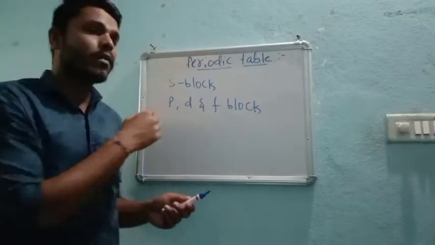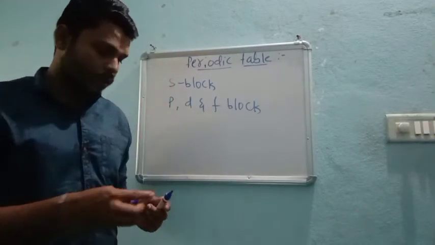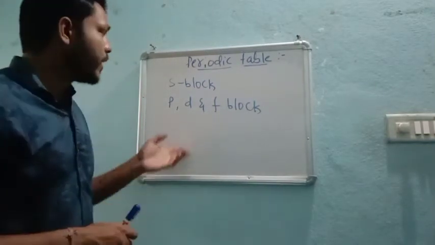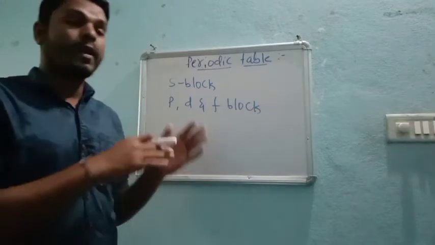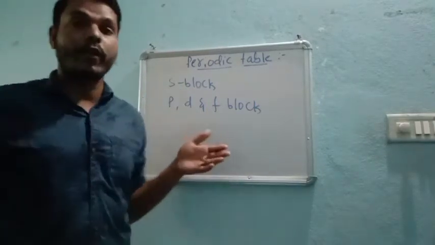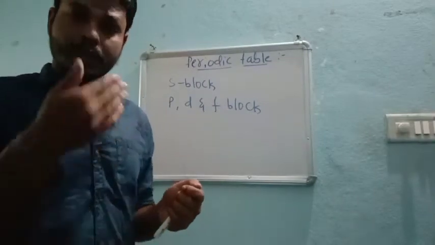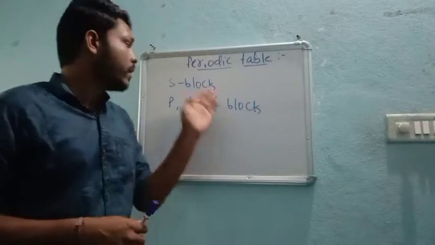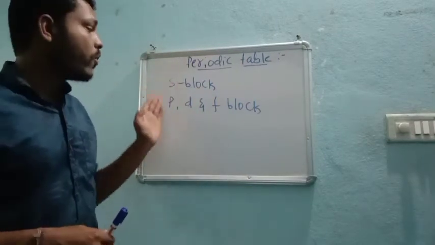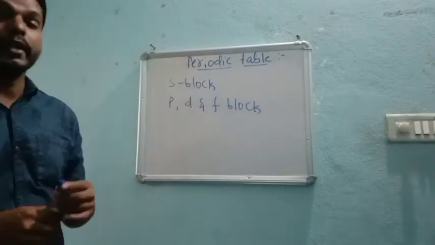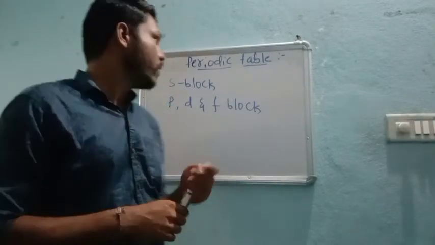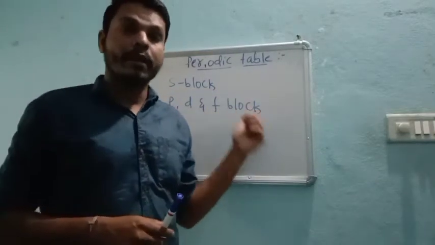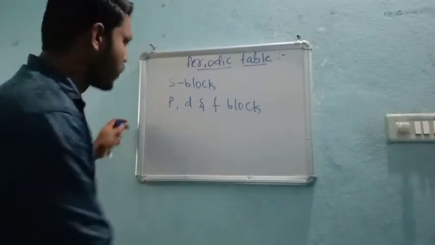So till now we saw the periodic table. It is categorized into 2 parts, those are groups and periods. We have 18 groups and 7 periods. Among those 7 periods and 18 groups, what we saw is there are 4 blocks. That means the whole periodic table is categorized into 4 different blocks. Those are S block, P, D, and the F block. That means, what are those blocks?